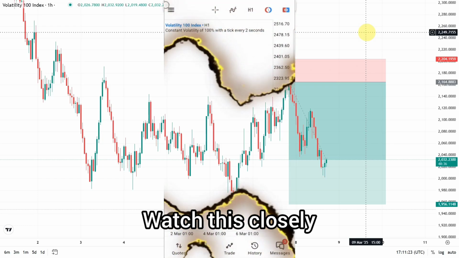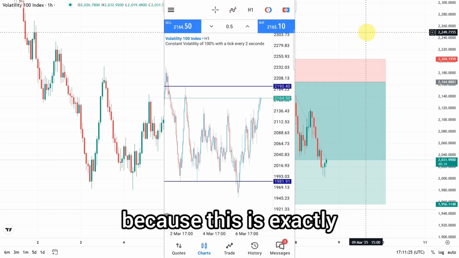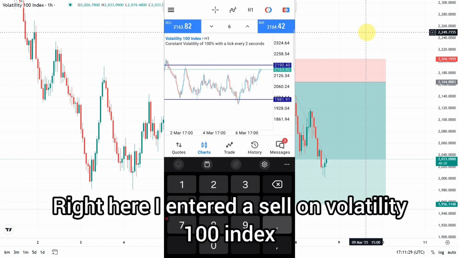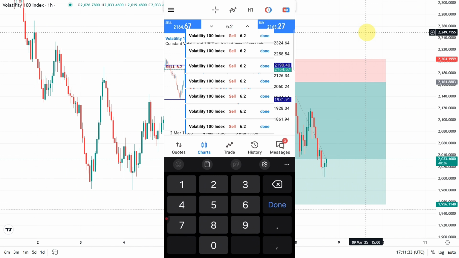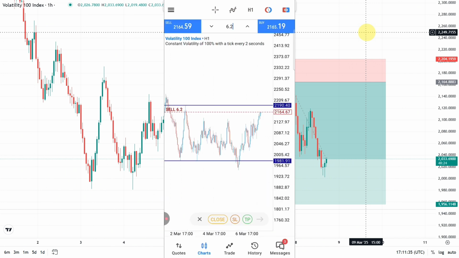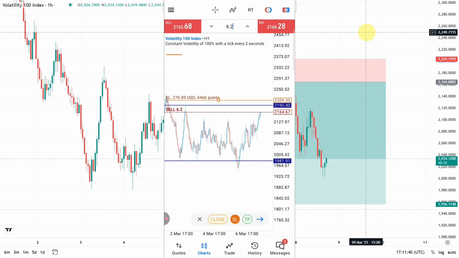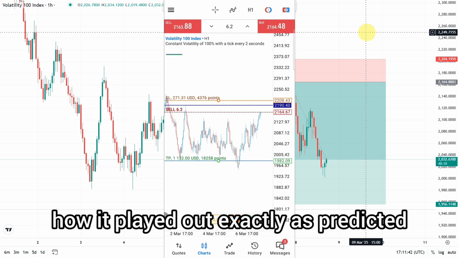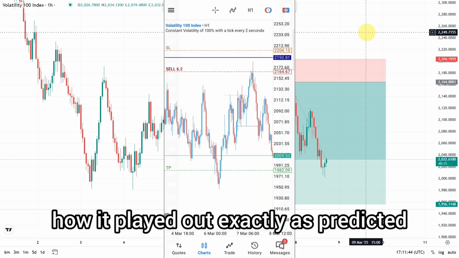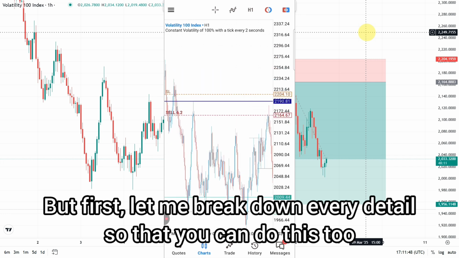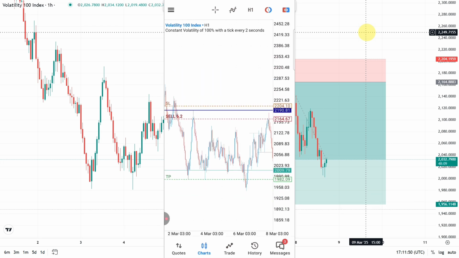Watch this closely because this is exactly how you catch a perfect trade. Right here, I entered a sell on volatility 100 index. No indicators, no guessing, just pure price action. And in a moment, you will see how it played out exactly as predicted. But first, let me break down every detail so that you can do this too.